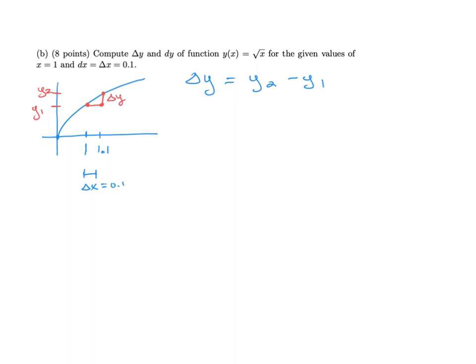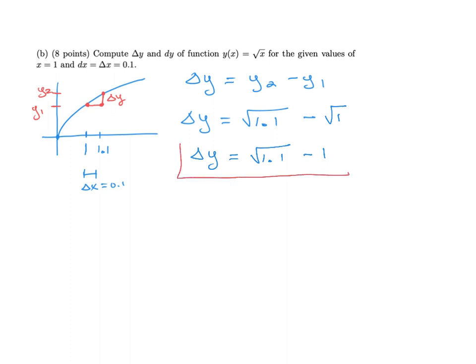What is y2? We have the function. It's very easy to compute. You can put 1.1 in place of x, and it tells you this value up here. So y2 is equal to the square root of 1.1. I don't know what that is exactly because I don't have a calculator, but then we subtract the y value here at 1, and that is the square root of 1, which I actually do know exactly. It's equal to 1. But here, delta y, the exact value, is the square root of 1.1 minus 1.